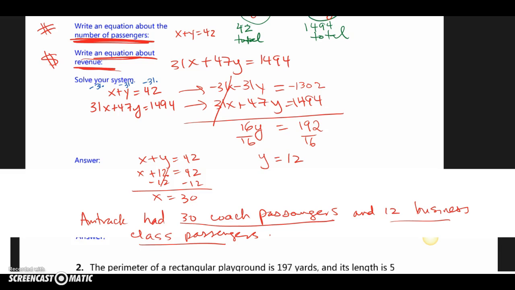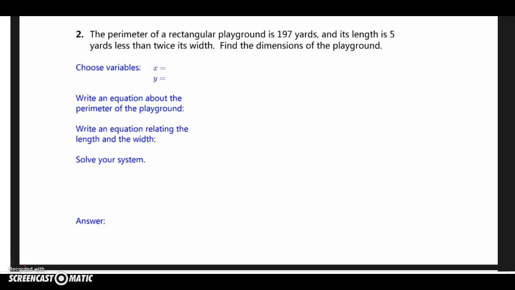Part 2 of the activity talks about the perimeter of a rectangular playground that's 197 yards. So I have a rectangular playground and the perimeter all the way around is 197 yards, and its length is 5 yards less than twice the width. Find the dimensions of the playground. So dimensions means two things, the length and the width.